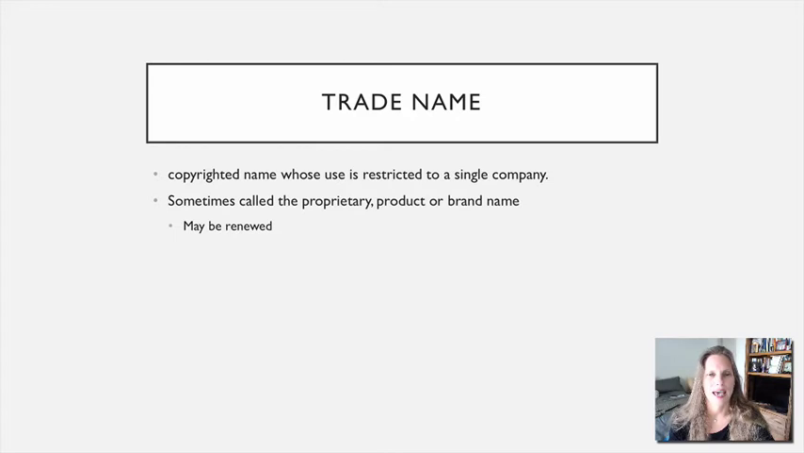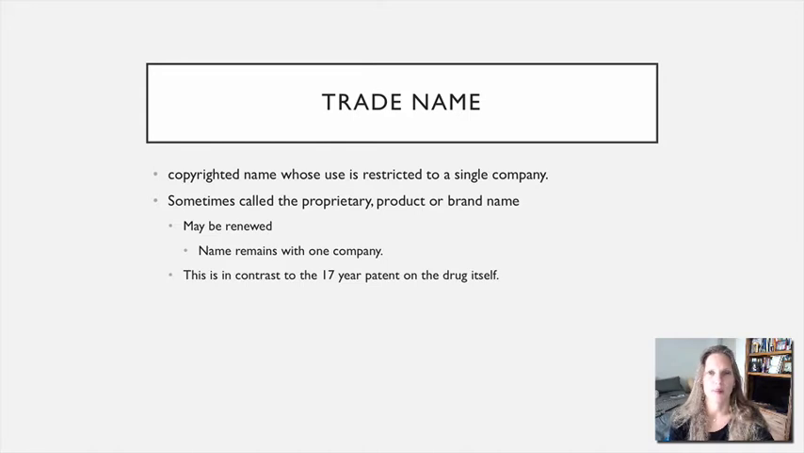The trade name can be renewed once the patent expires, but that name therefore will remain with that one company. Somebody else can't develop a generic and call it Valium. They could develop a generic and call it diazepam, but they can't call it Valium. That name is owned by the company, right? Remember, the patent will expire, but the name will not. So again, that 17 years is kind of the magic number for the patent expiration.